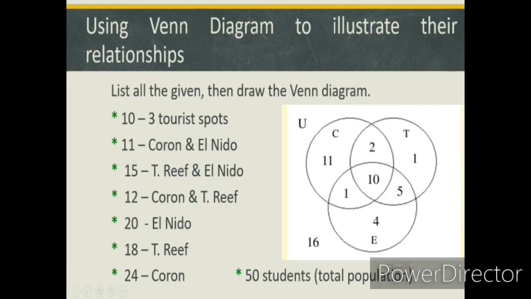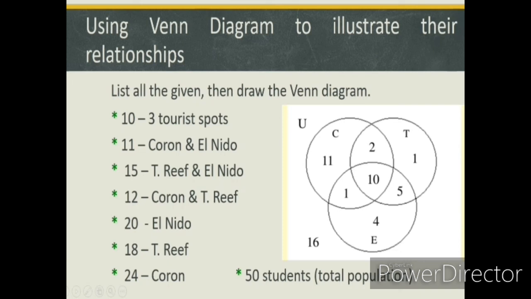And lastly, you have Coron. 24 of them went to Coron. So you have 10 plus 2, 12, plus 1, 13. 24 minus 13 is 11. That is why 11 is located on that part.